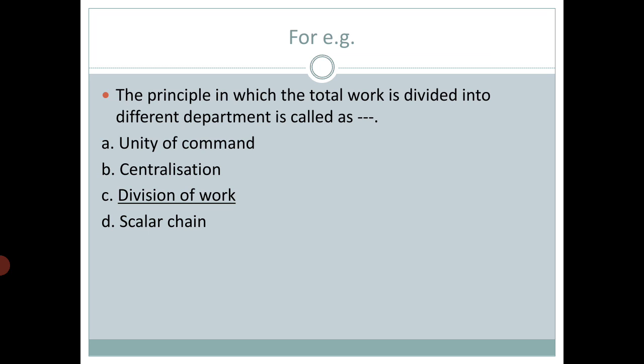Then scalar chain means what? The hierarchy of chain through which the orders, the message, will be passed to another part or other department, right? So we need to know clearly all these options. If we are clear with all these options, then it will be easier for us to answer the MCQs in a more appropriate manner.